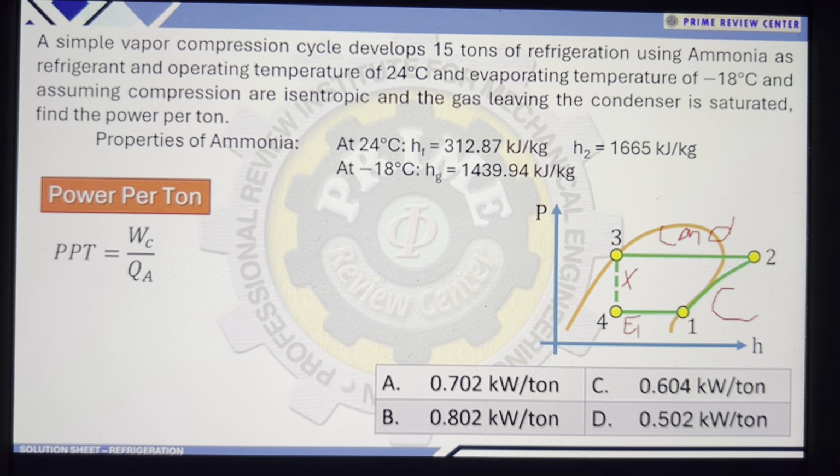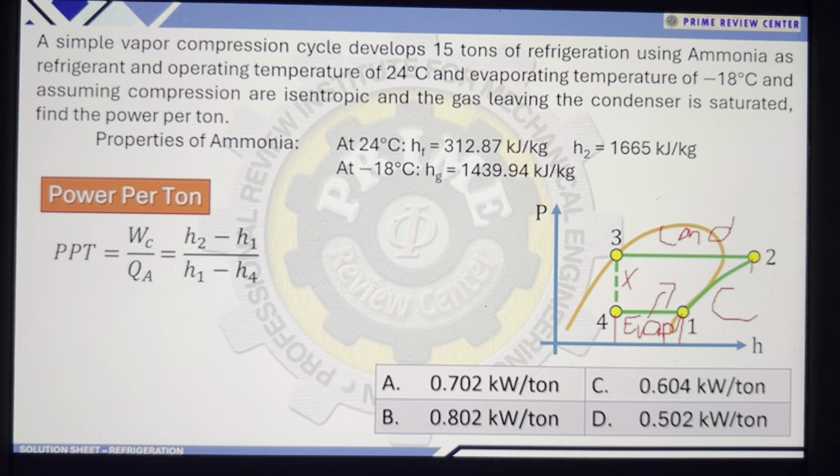Since this is the work of the compressor, we look at the compressor. That is point 1 to 2. In terms of enthalpy, like a steam table or steam power plant, the work of the compressor is 2 minus 1. So we will talk about enthalpies: H2 minus H1, over QA. Our QA is in the evaporator, that is from points 4 to 1, so that's H1 minus H4. What we need to do to solve this problem is to know those enthalpies.